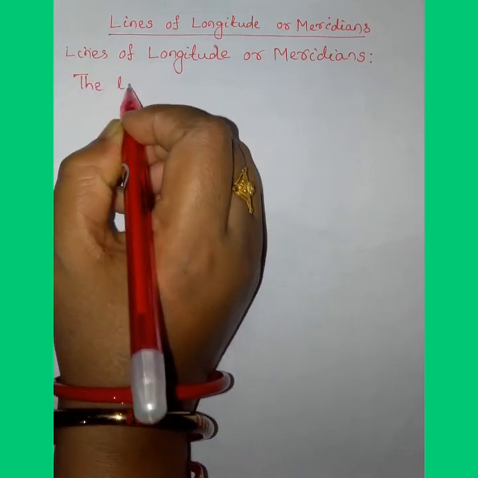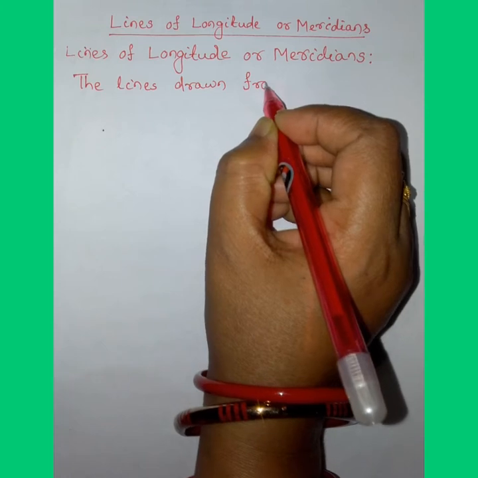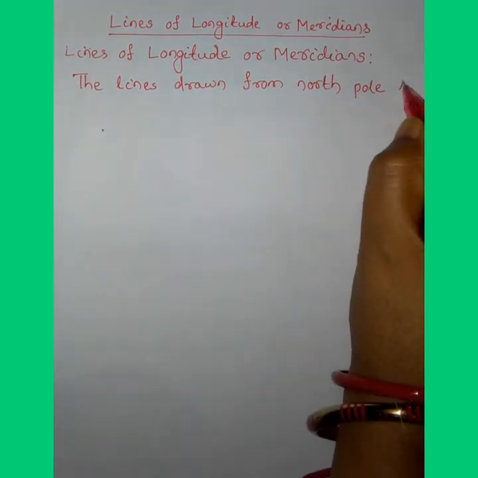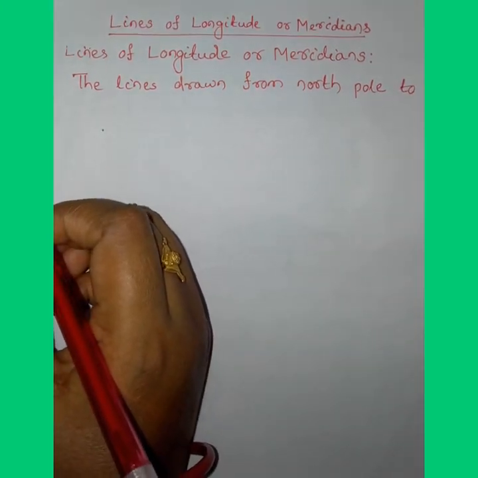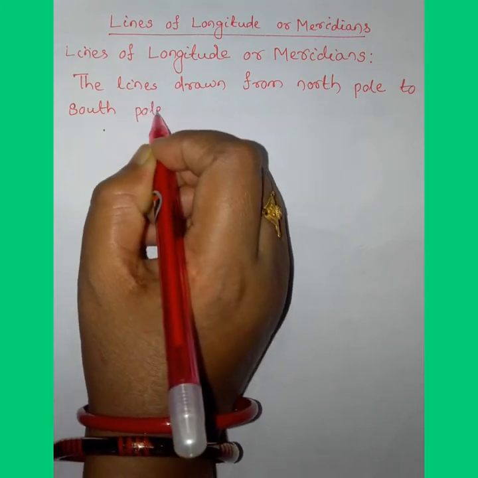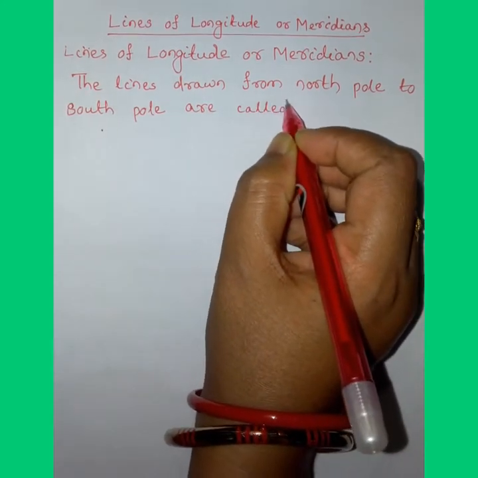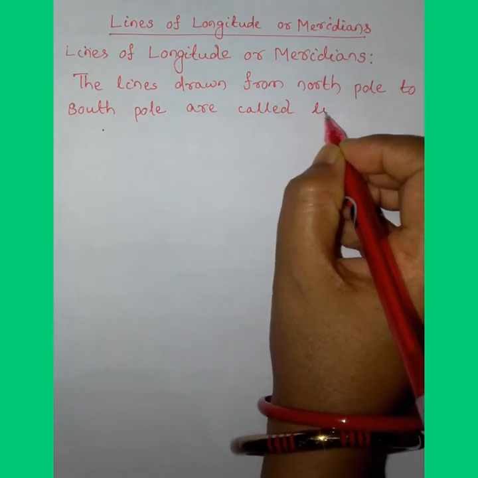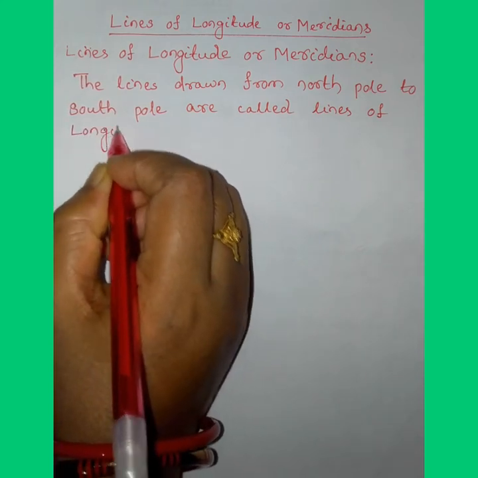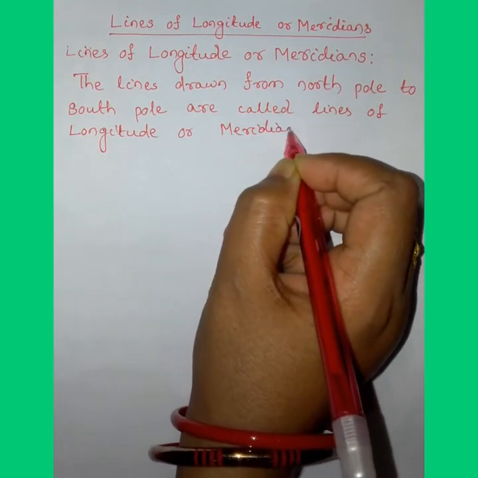The lines drawn from North Pole to South Pole are called lines of longitude or meridians.